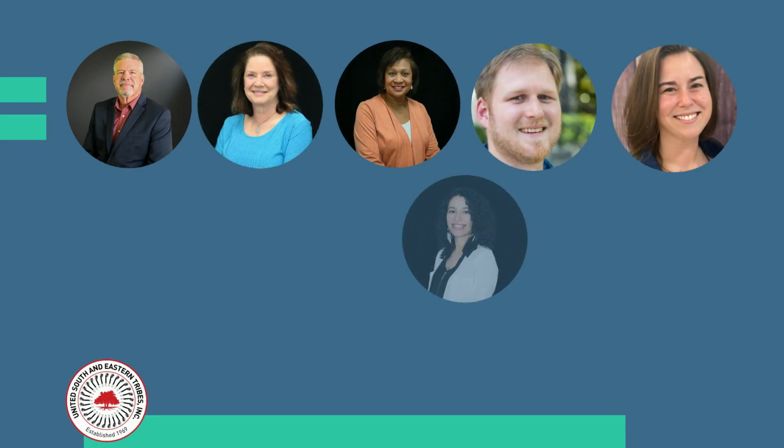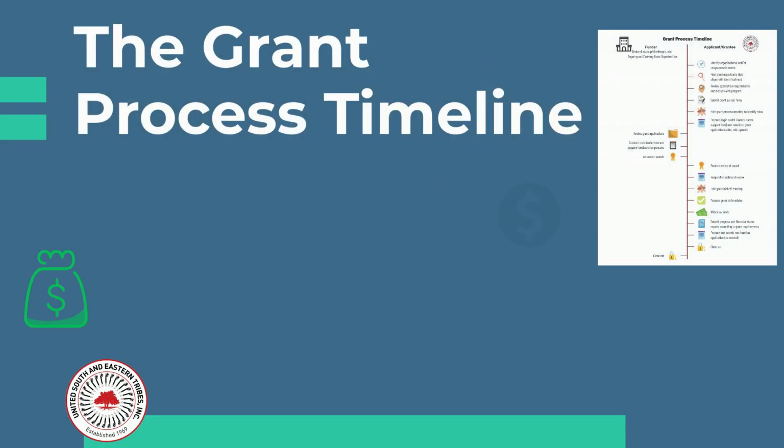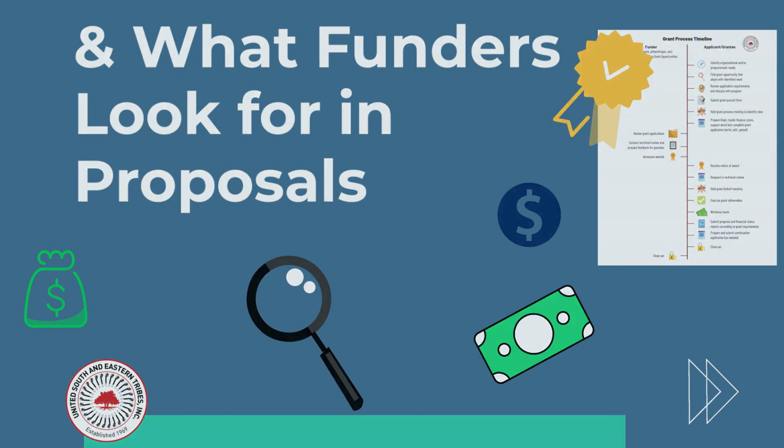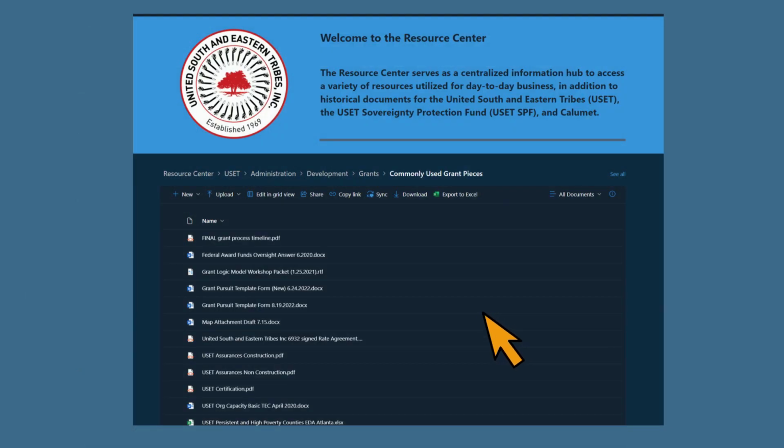The USET Finance and Grants team presents the Grant Process Timeline and what funders look for in proposal budgets. The Grant Process Timeline can be found in the Resource Center and the USET Admin Development Grants Commonly Used Grant Pieces folder.